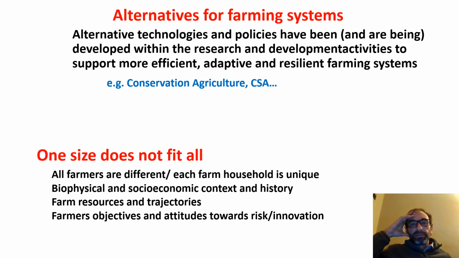What we know is that when we develop several technological alternatives to be able to have more resilient, productive and sustainable farming systems, such as conservation agriculture, we can say one size does not fit all. Not all alternatives are good for all types of farmers because they are different. Each farmer household is unique. They are under different context and history in terms of biophysical and socioeconomic characteristics. They have different farm resources, farm trajectories, and different farmers' objectives and attitudes towards risk, innovation, etc.